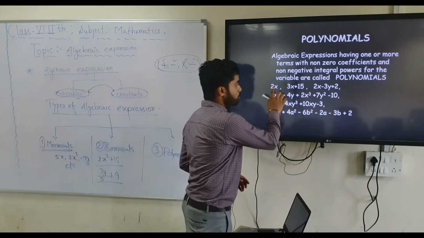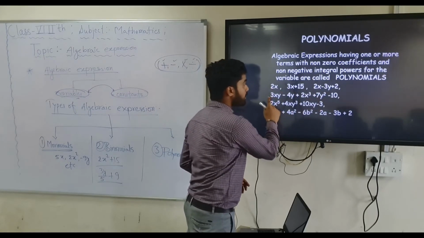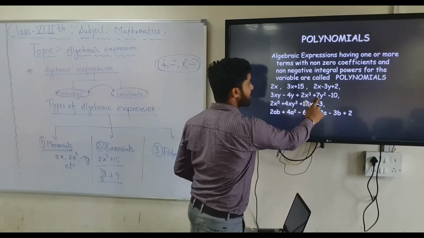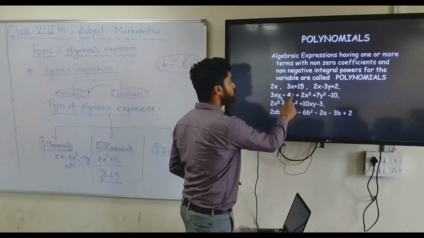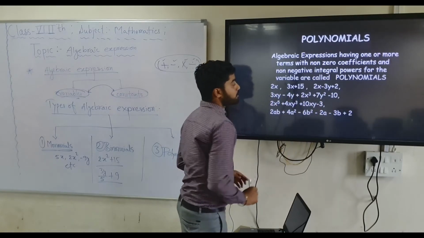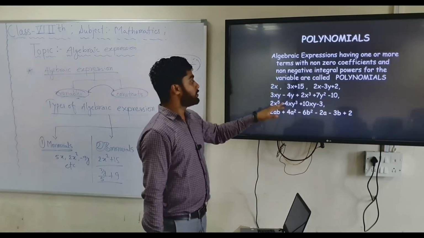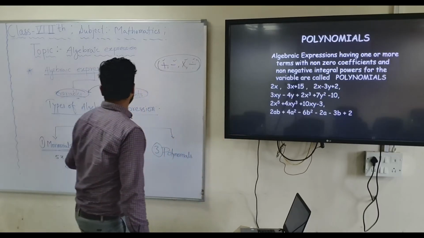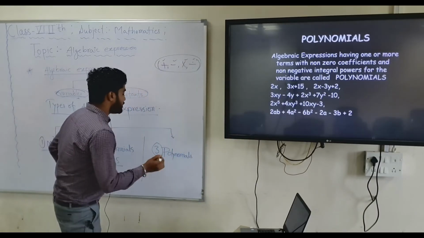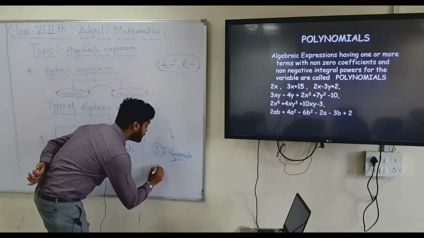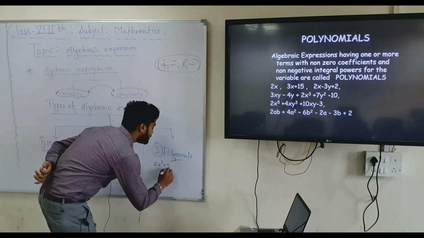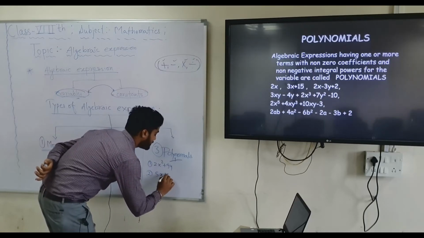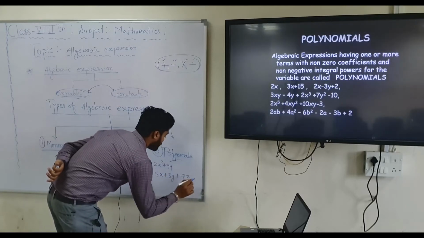So these are monomial, binomial and trinomial, but you can see that 3xy minus 4y plus 2x cube plus 7y square minus 10 has 1, 2, 3, 4, 5 terms. So you can say that this is a polynomial because it has more than three terms. Every binomial and trinomial is also inside the polynomial. So 2x square plus 9y is a polynomial, and second, 5x plus 3y plus 7z is a polynomial.